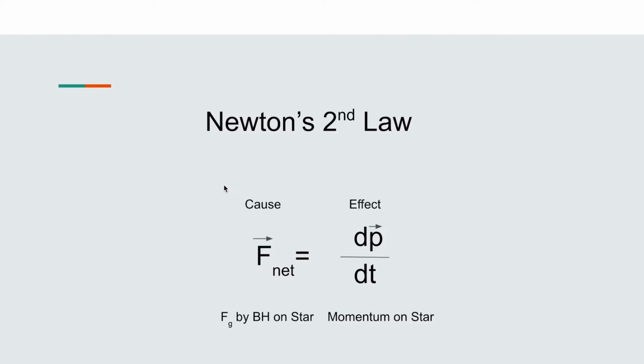To conduct this experiment, we will utilize a derivation of Newton's second law that states the force applied to some object, the cause, is equal to the change in momentum observed after the event, the effect. In our case, the force of gravity between our two celestial bodies is the cause, and the star's change in momentum along its trajectory is the effect.